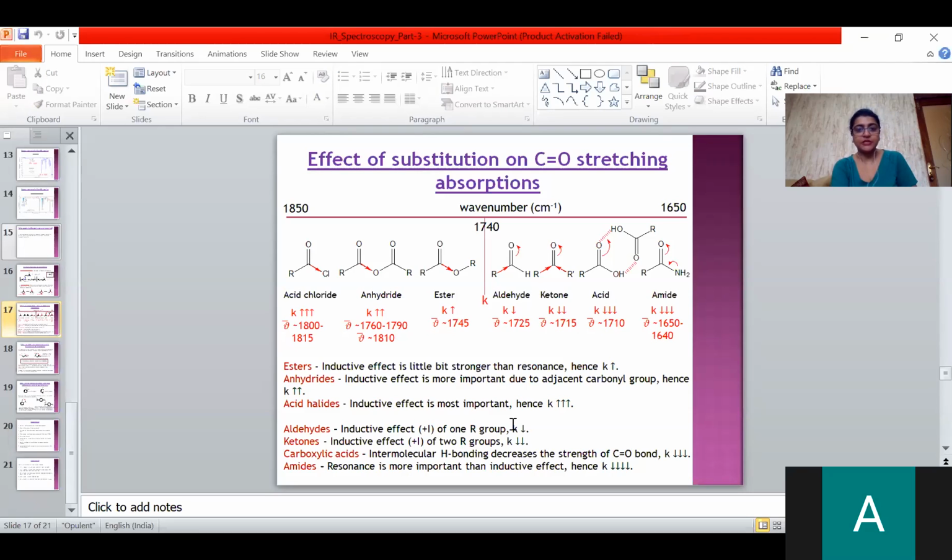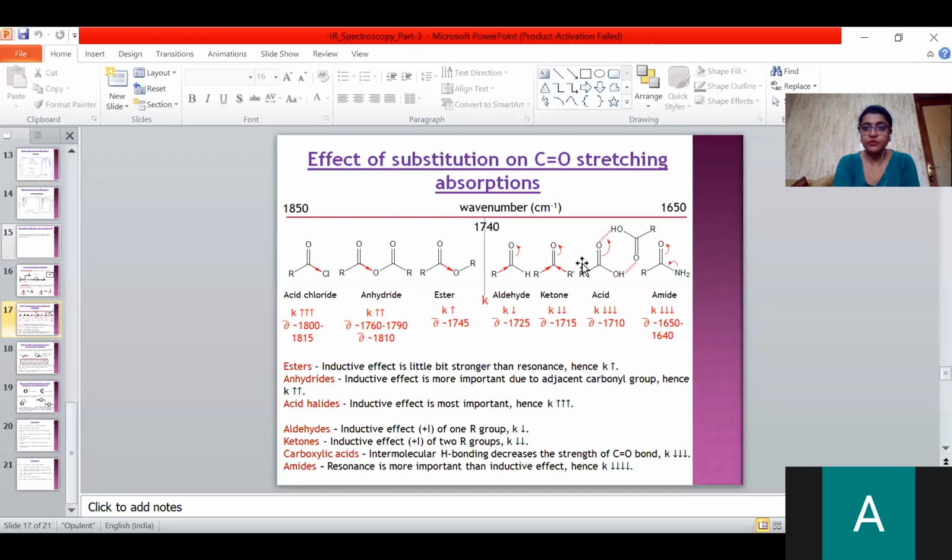Fine. Now, continuing our discussion here, moving on to acid chloride. In acid chloride, the inductive effect, as you all know, is the strongest for halogens. So because of the highest inductive effect from the chlorine atom or any halogen atom here, the double bond character of the carbonyl group becomes strongest, and hence the force constant increases to a higher value, and thus the frequency also moves to the highest value, that is between 1800 to 1815 for acid chlorides.